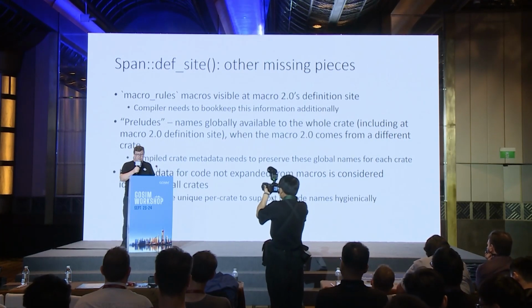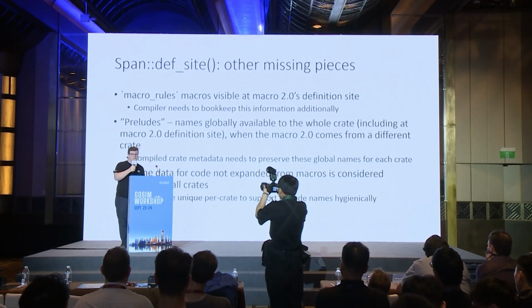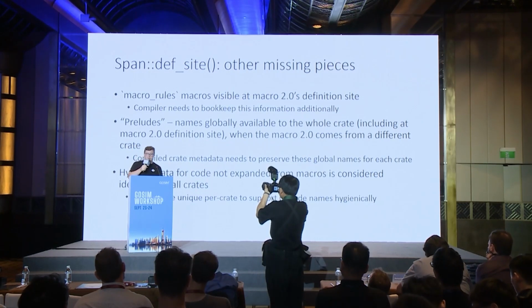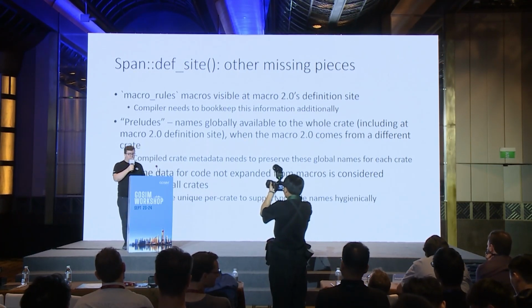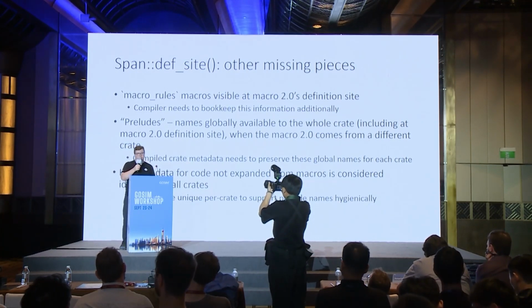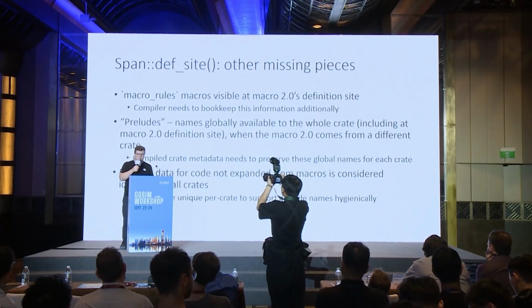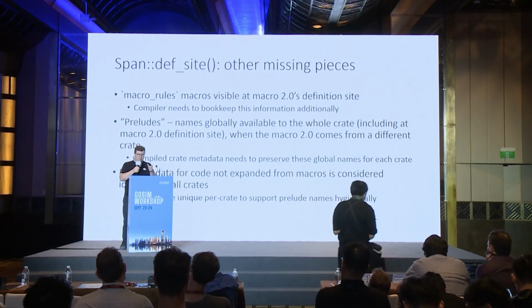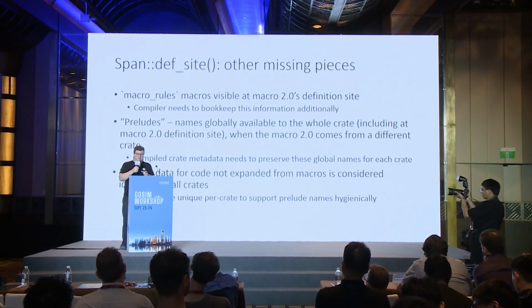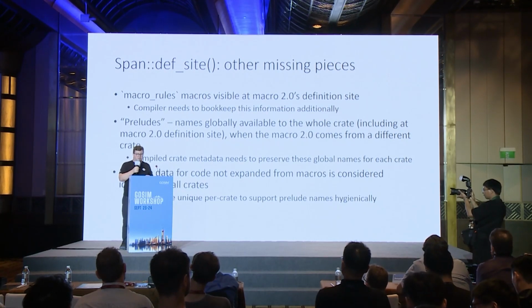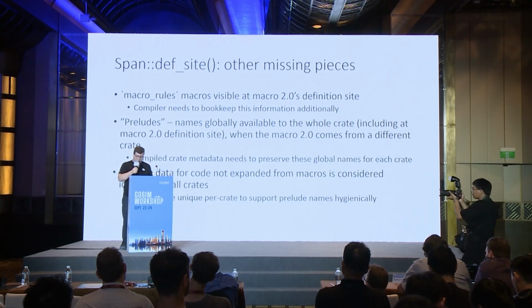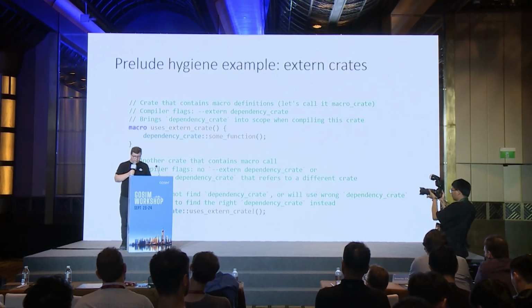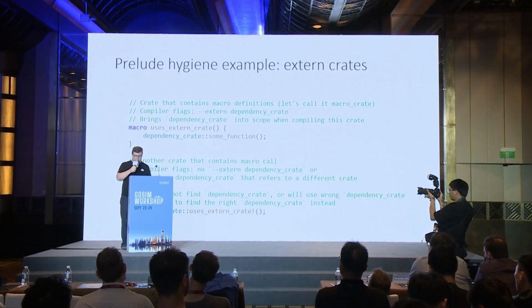There are also some other technical issues, like hygiene data for non-expanded code, not produced by macros, in different crates being considered identical, while it is not actually identical. It is produced by different crates, and we need to fix it to address the previous issue, because global names available in different crates are different. Here we have an example of the problem with global names.